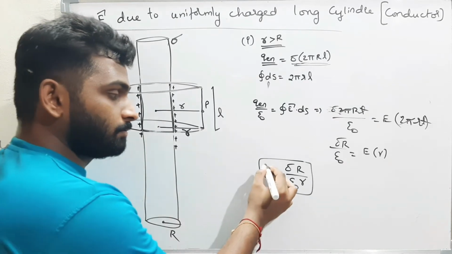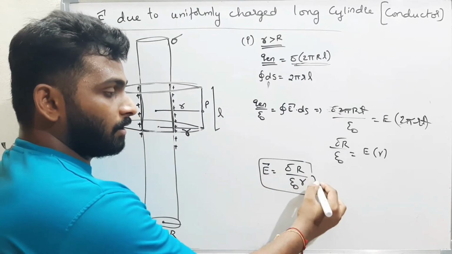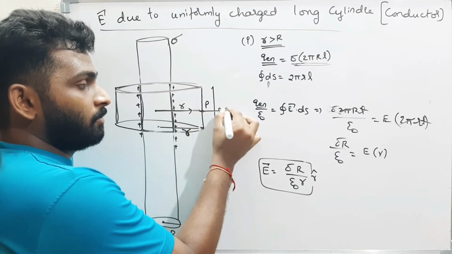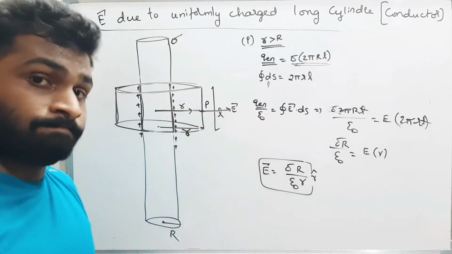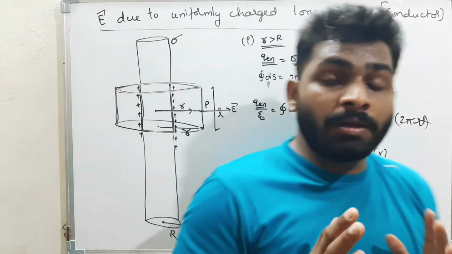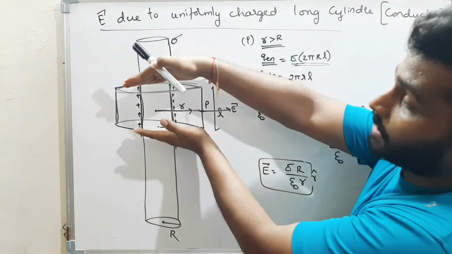That is the electric field. Where this is R bar and R cap, the electric field will be in this direction. I think that is clear. The main thing here is you have to find the charge enclosed.